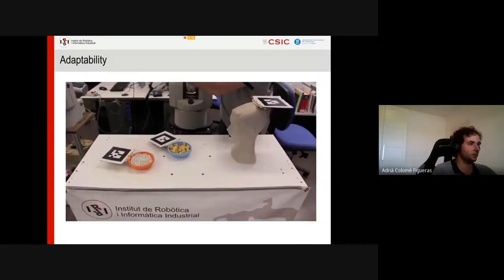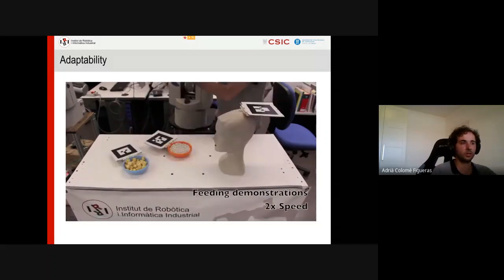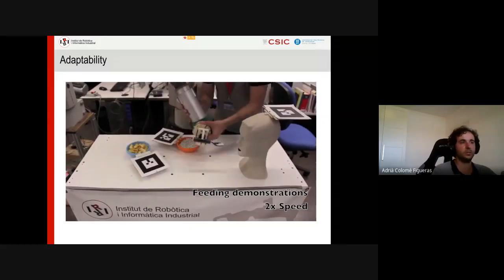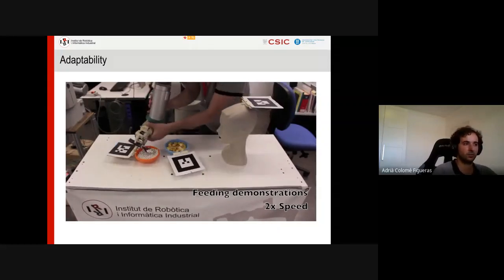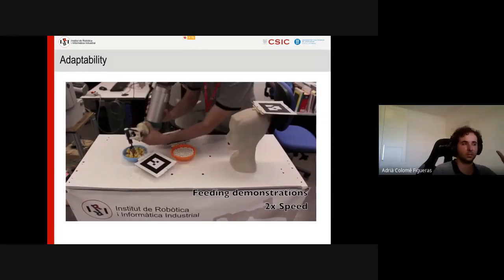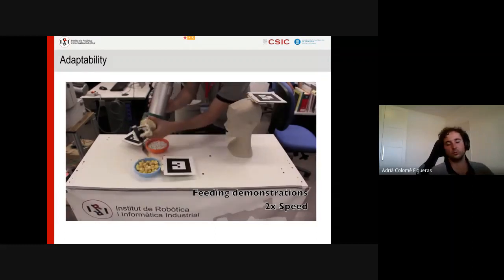Basically, this can be also another case of adaptability, of where we need to adapt motion. So basically, we are teaching a robot to feed the mannequin, and so we have two types of food, and they are all changing their position as well as the mannequin. So basically, we have X and Y of the two plates and the mannequin. So that's six dimensions of context variables that we can evaluate, plus what food we want to give the mannequin. So basically, this would create a context variable that would be seven dimensional in this case.